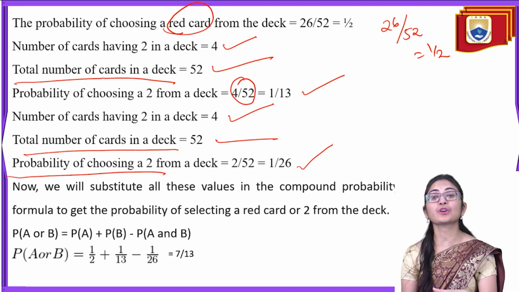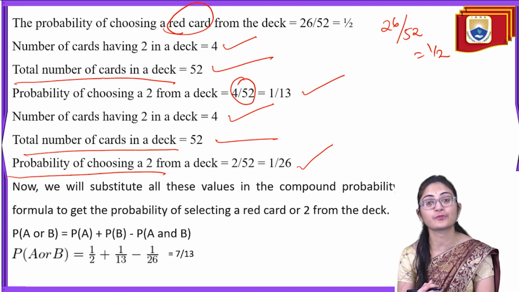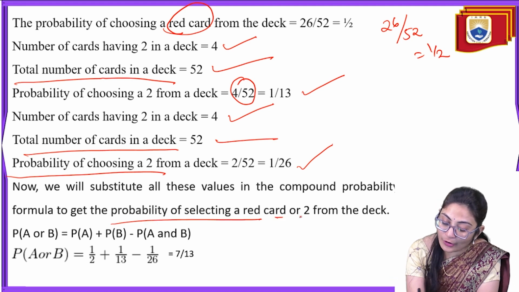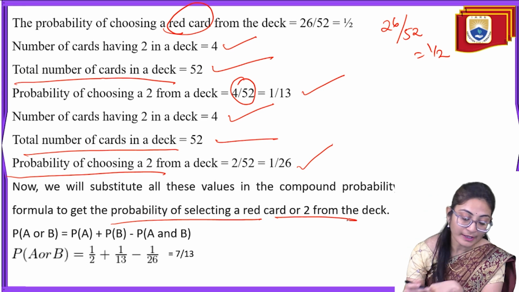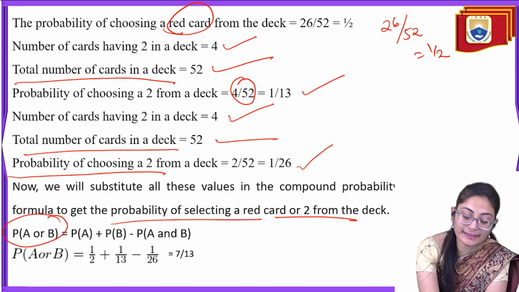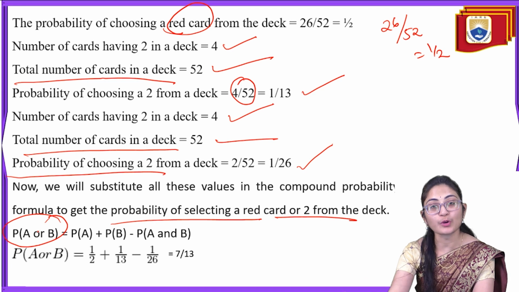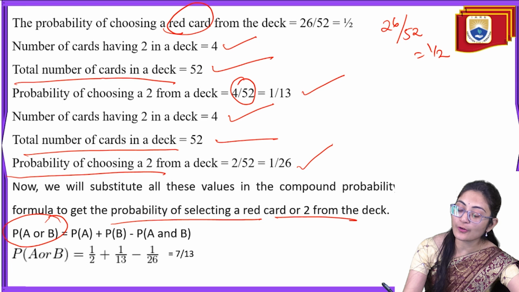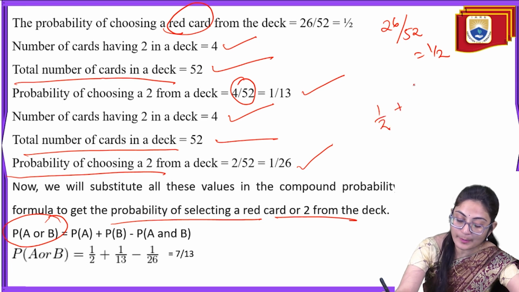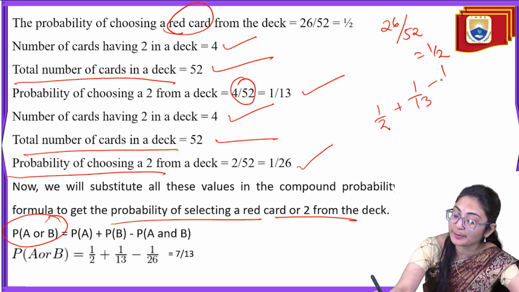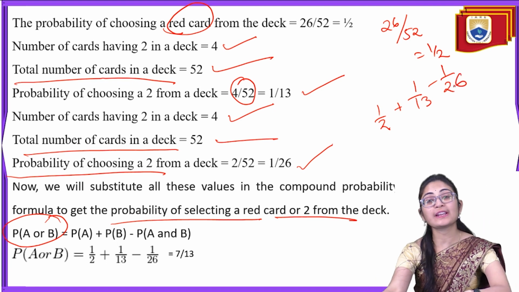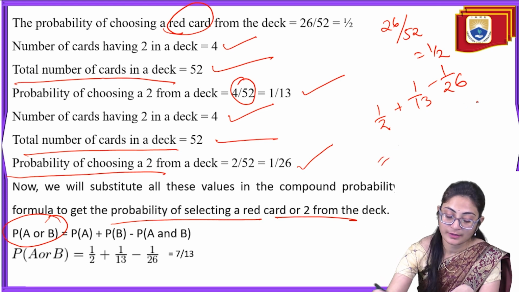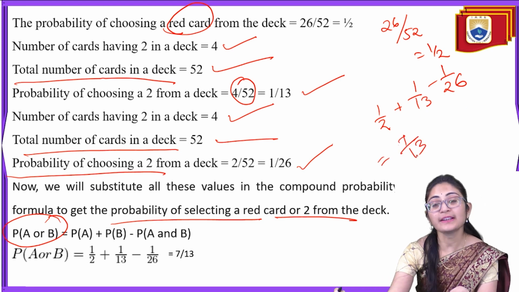Now we will substitute all these values in the compound probability formula, so we will get the probability of selecting a red card or 2 from the deck. Probability of A or B is equal to probability of A plus probability of B minus probability of A and B. Probability of A we got 1 by 2, probability of B we got 1 by 13, and probability of A and B we got 1 by 26. After solving this, we will get 7 by 13.